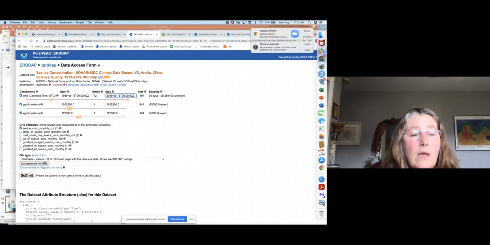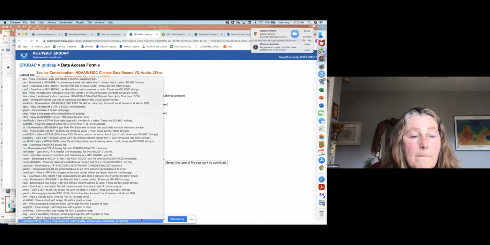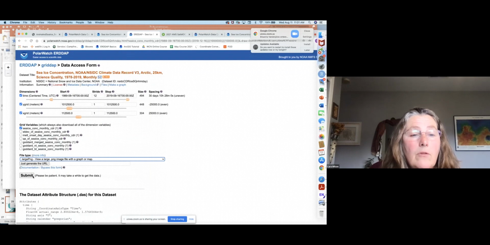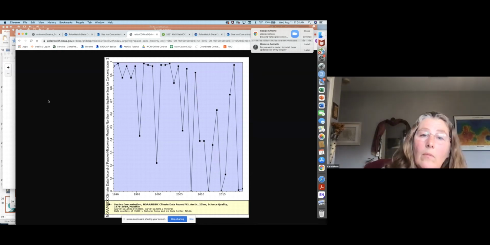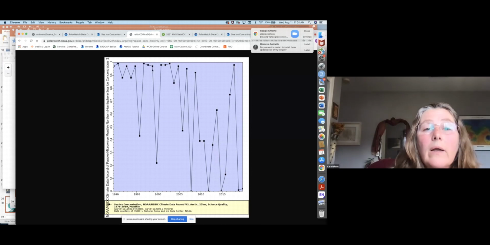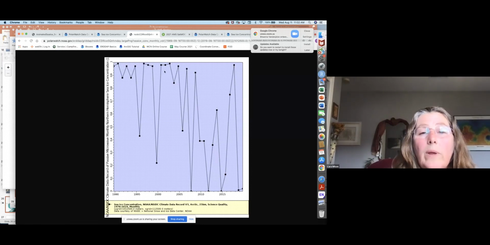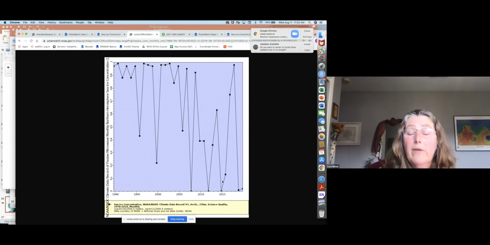So this is just going to give us data from September, which is the time period when there's the minimum ice. Now if we select our file type to be a large PNG and hit submit, you can see this a little bit easier. At the beginning of the record, there was almost always ice in this area, but now there are a lot of times when there's not ice in this area. So you can see these changes in the sea ice extent.